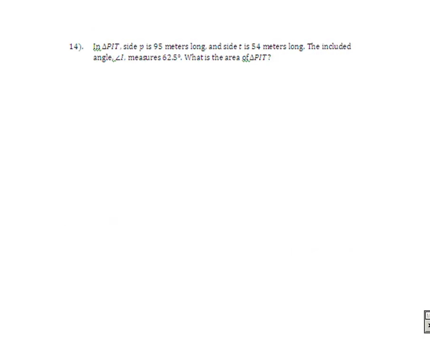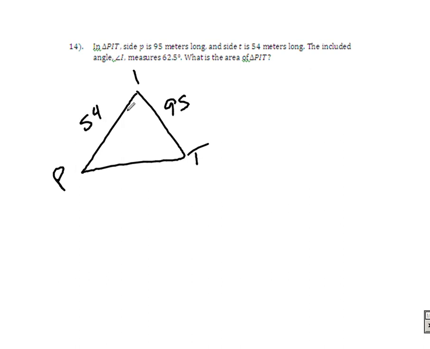We're going to look at triangle PIT. So we're going to label PIT. What we know is that side P is 95, side I is 54, and the angle in the middle, 62.5 degrees. Now, what we want to look for here is to try to get area. Remember, area of a triangle equals 1/2 the base times the height. Well, we know a couple bases that we can use. What we would need to figure out is the height. So it doesn't matter which base you want, 54 or 95.